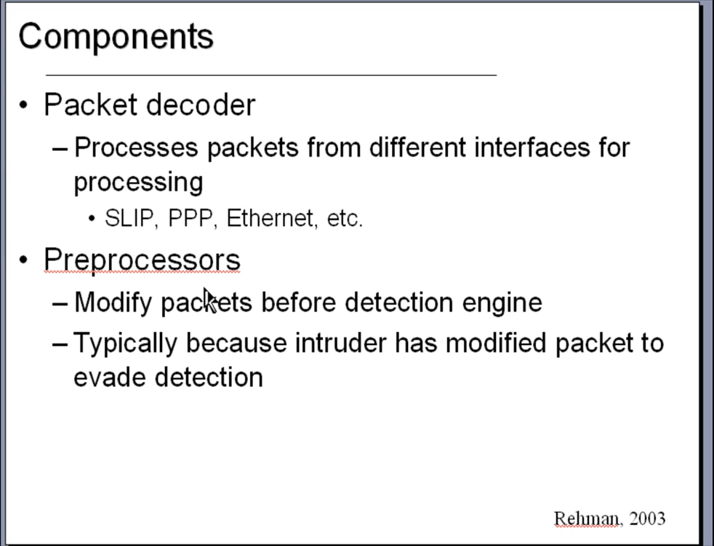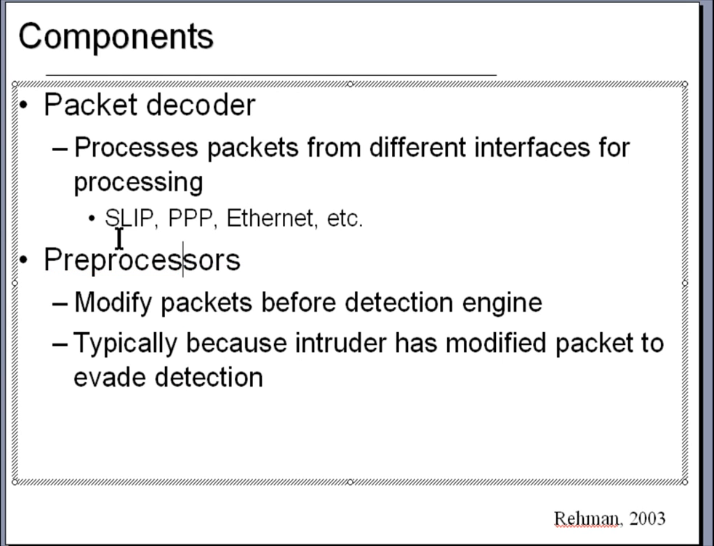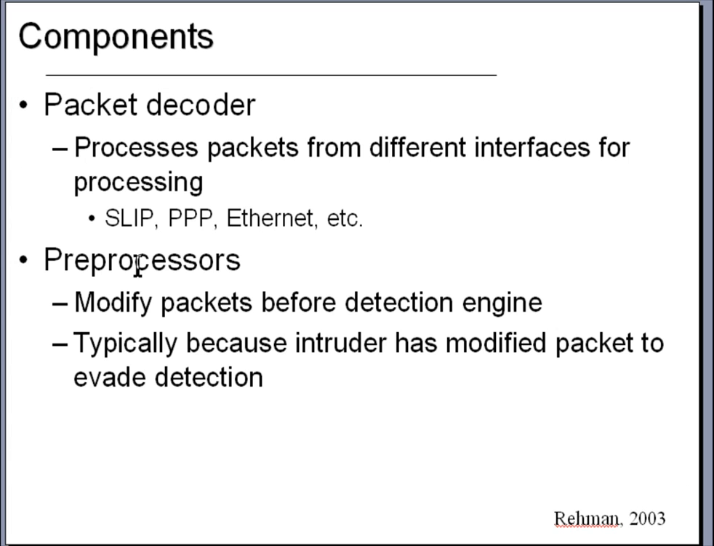of Snort. First thing is it's got a packet decoder, which processes packets from different interfaces. So you may have a SLIP, a PPP, or an Ethernet interface, and so Snort has to understand the breakdown of each of those packets. And so what a packet decoder does is it breaks down the packet so that it's understandable by Snort. And then it's got preprocessors, which modify packets before the detection engine.